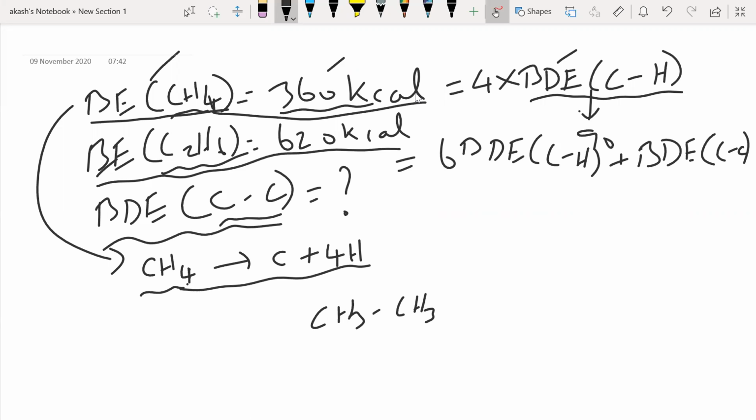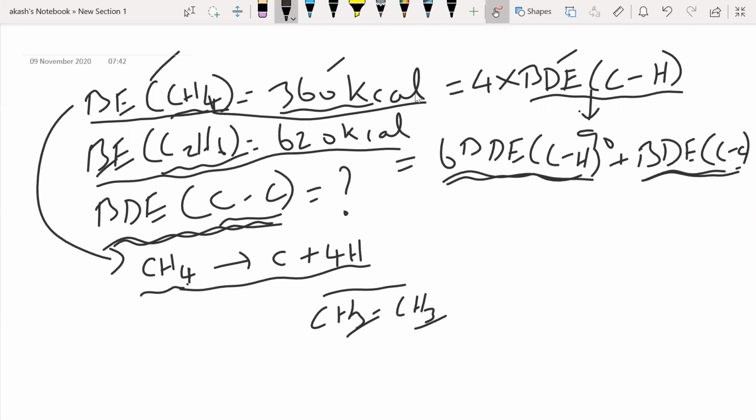So you can see there are 6 CH bonds. So 6 into BDE of CH. And there's obviously one CC bond also present. Every bond has to be broken. That's it. Only then you'll be able to convert it into atoms. So what they're asking in the question is the bond dissociation energy of the CC bond.